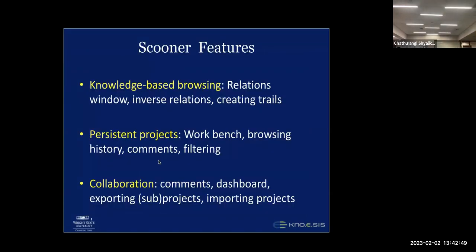So Schooner, knowledge-based browsing, relations window, inverse relationship, creating trails, persistent projects, the workbench, all this: one scientist works and finds this part, can share with other scientists and say, can you validate this, can you look at it, right? So scientific discovery takes a lot of expertise. One person may find a potential drug target by going through this kind of literature and databases. Another scientist may say, okay, what is the toxicologic profile of this thing?